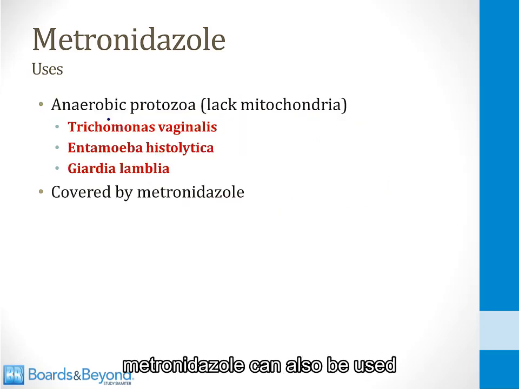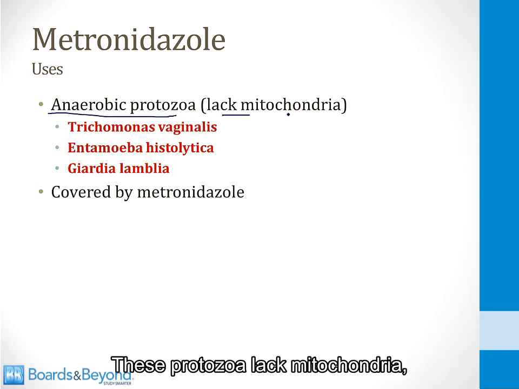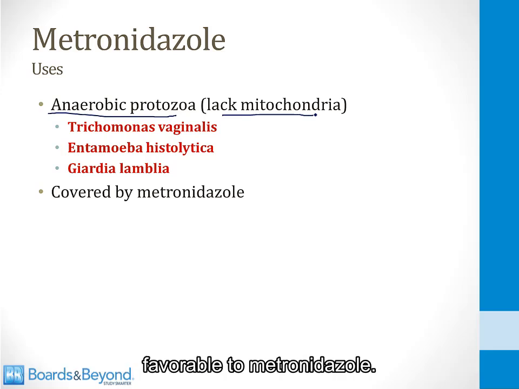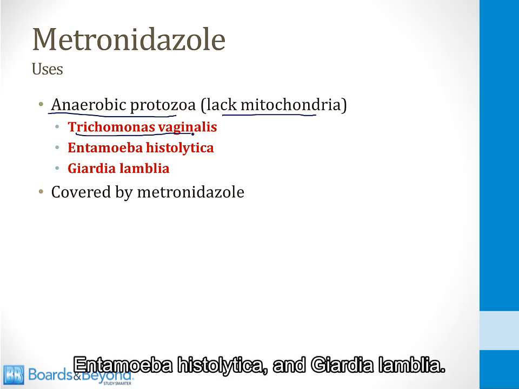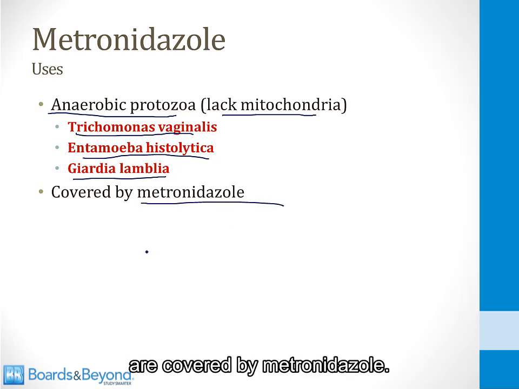Metronidazole can also be used to treat a number of anaerobic protozoal infections. These protozoa lack mitochondria, and therefore they have the anaerobic environment favorable to metronidazole. This includes Trichomonas vaginalis, Entamoeba histolytica, and Giardia lamblia. All of these protozoal infections are covered by metronidazole.